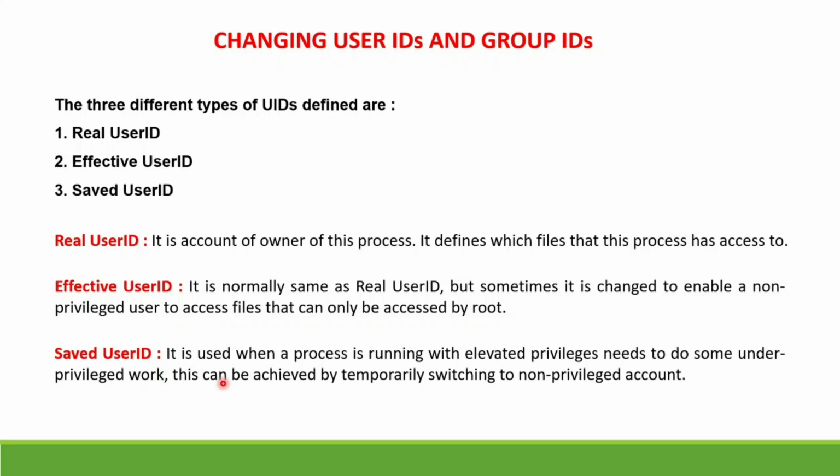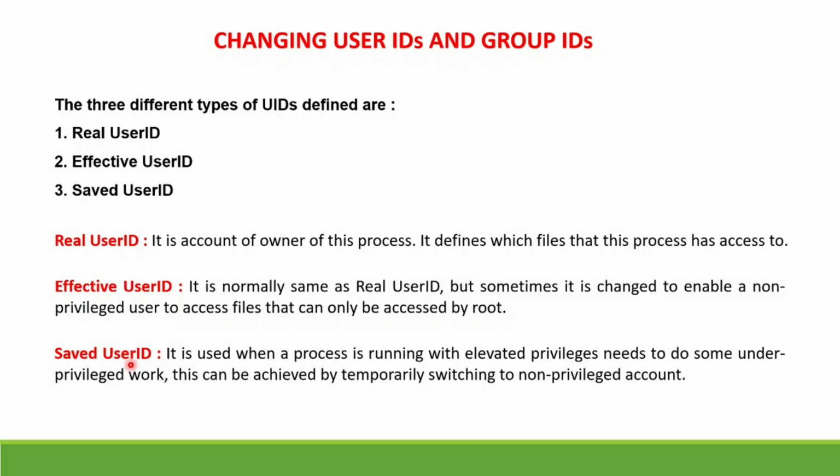Which task is completed? The task with the lower privileges, right? So when that task is done, you can reassign it by swapping the value that is present in the saved set user ID. Okay, so these are the three user IDs associated with every process belonging to the system: real user ID, effective user ID, and saved set user ID.